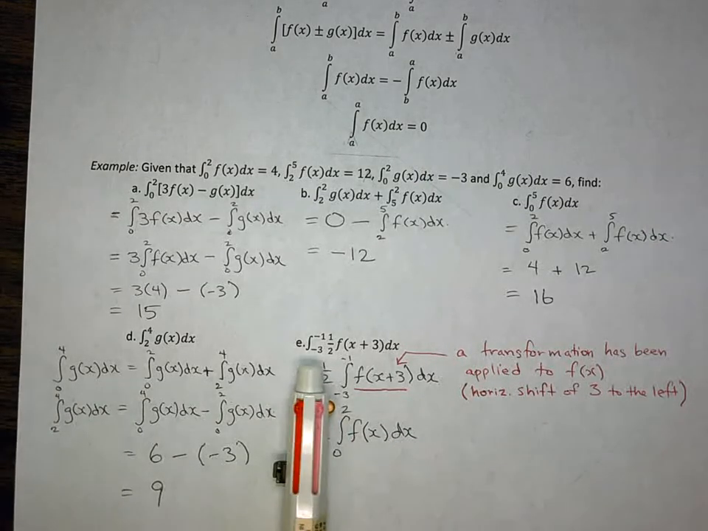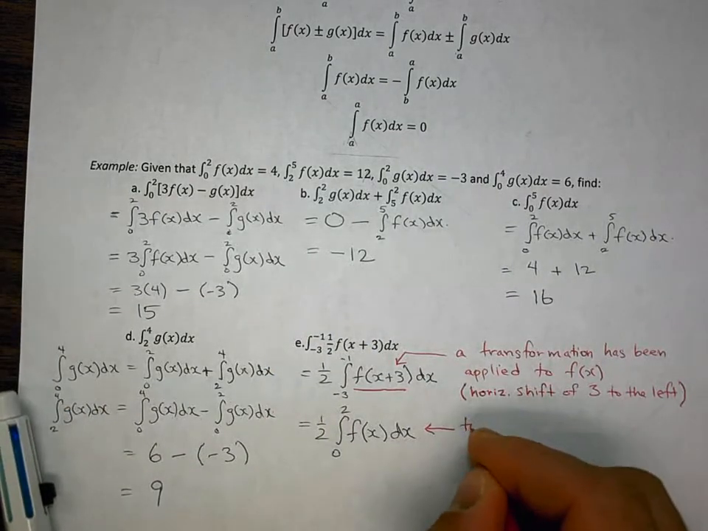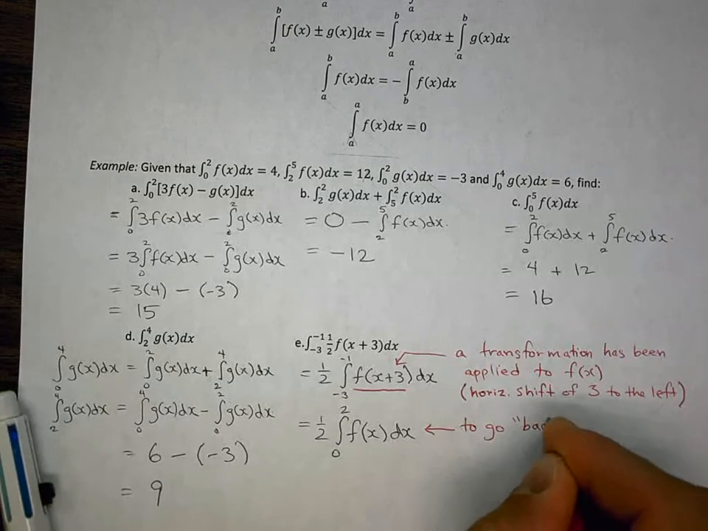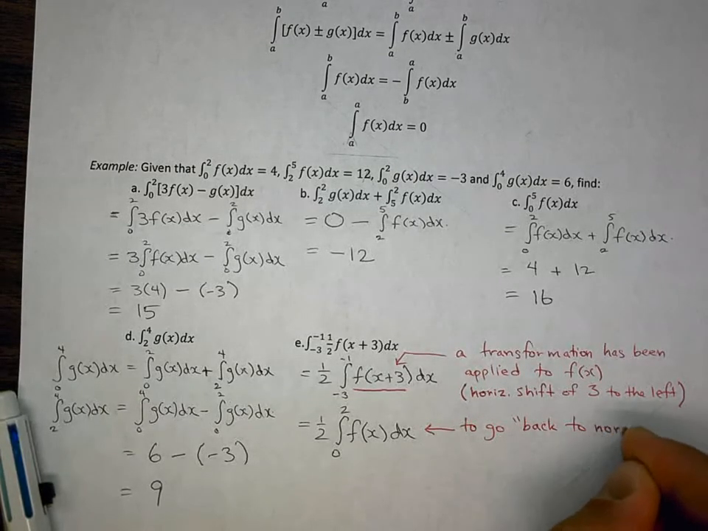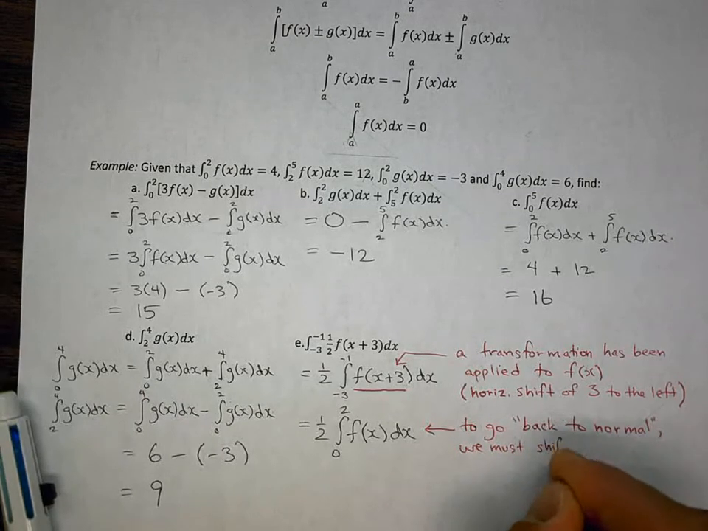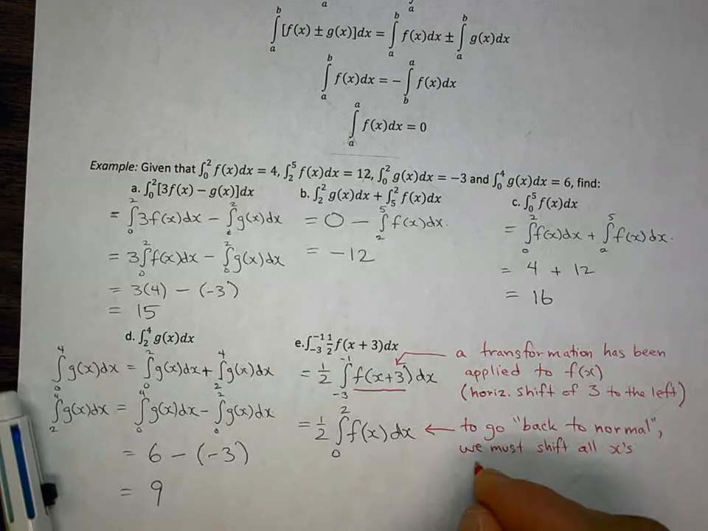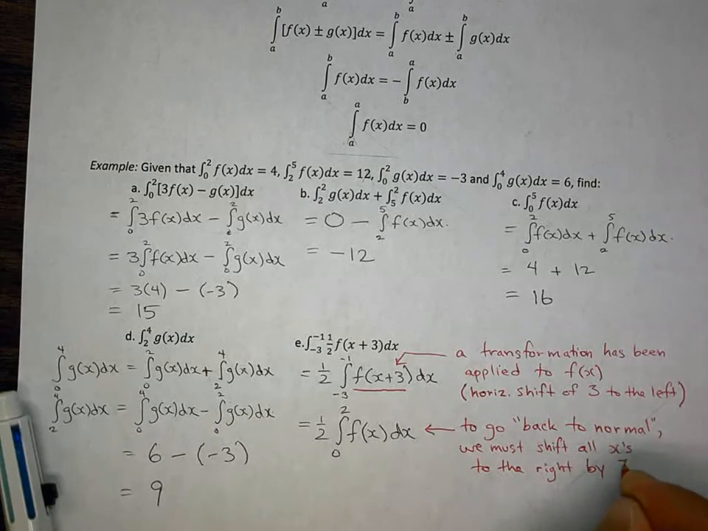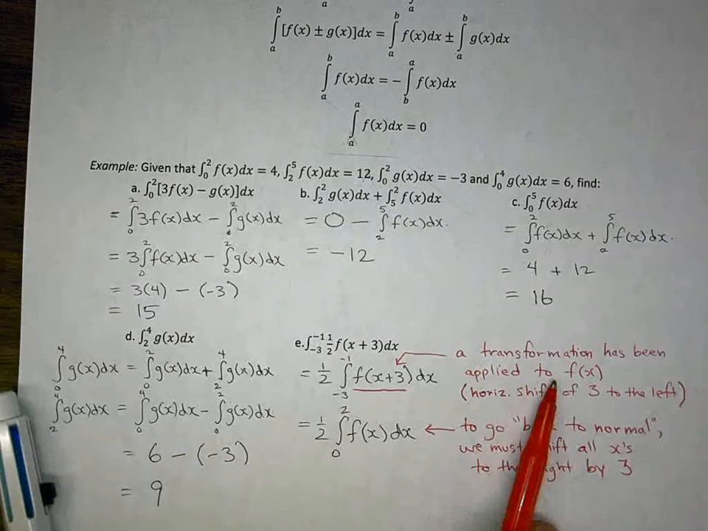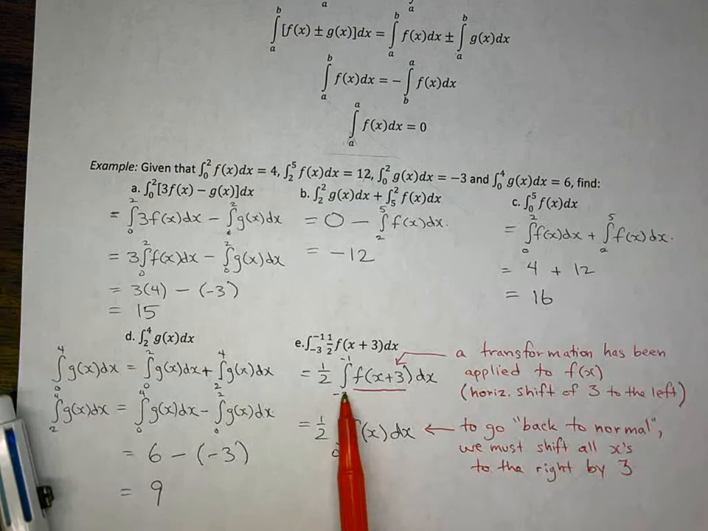This is a little counterintuitive. This is why I put these big notes here. To go back to normal, we must shift all x's to the right by 3. So you're undoing this shift to the left by shifting everything to the right. So you succeed in making this f of x, and these all move plus 3 to the right.